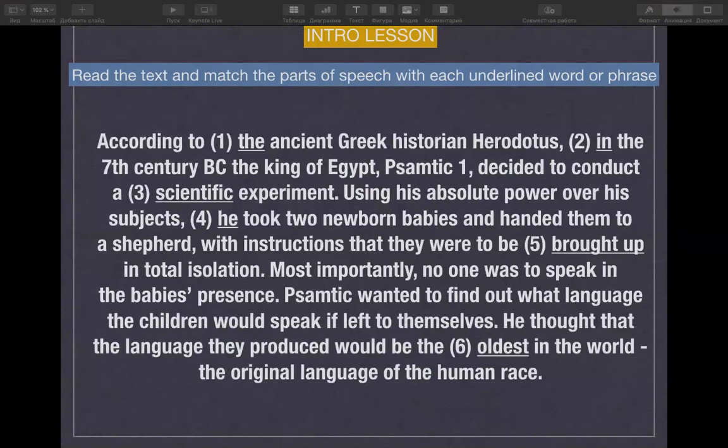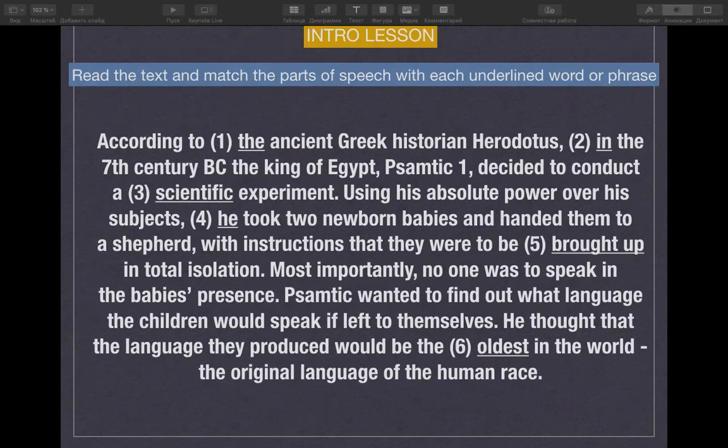So the text is, according to the ancient Greek historian Herodotus, in the 7th century before Christ, the king of Egypt, Psamtik I, decided to conduct a scientific experiment. Using his absolute power over his subjects, he took 2 newborn babies and handed them to a shepherd, pastuch, with instructions that they were to be brought up in total isolation. Most importantly, no one was to speak in the baby's presence.